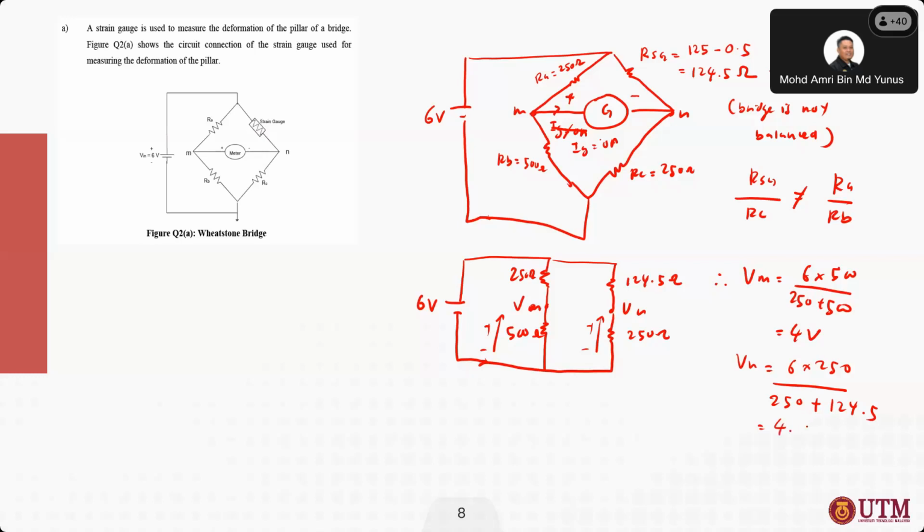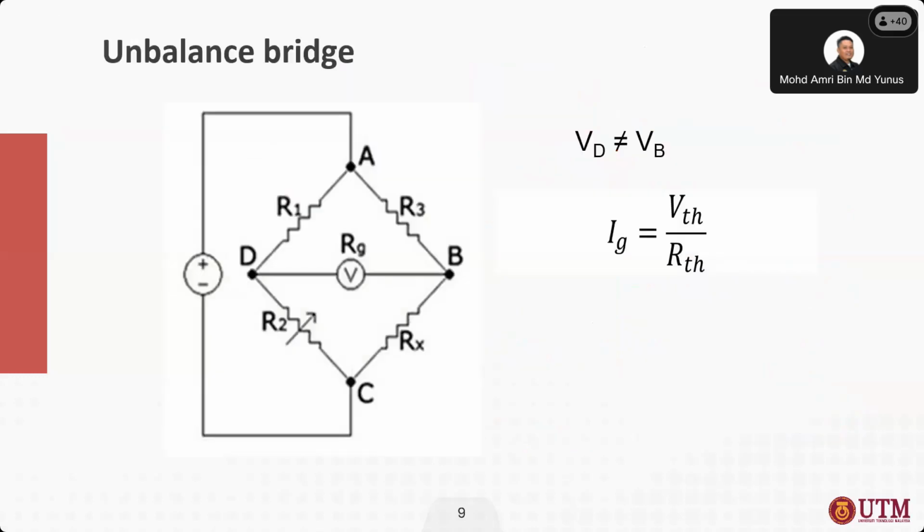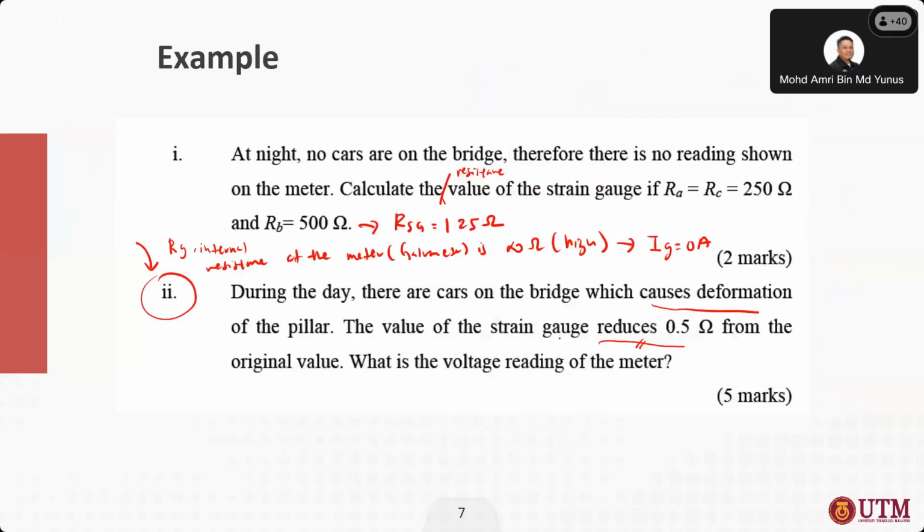4.005 volt. Therefore, VMN is equivalent to VM minus VN, 4 minus 4.005 volt, which is equivalent to negative 5 millivolt. So that is the voltage reading.